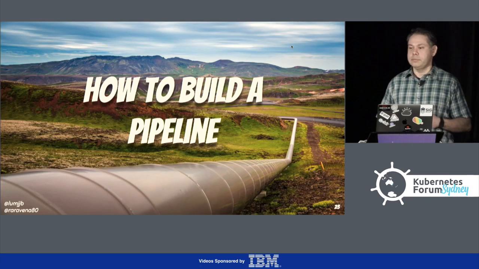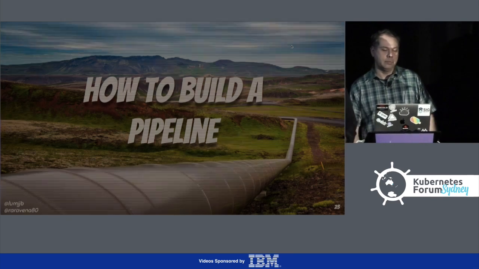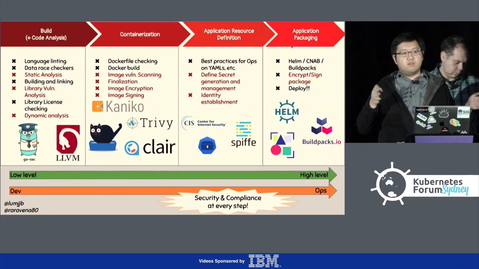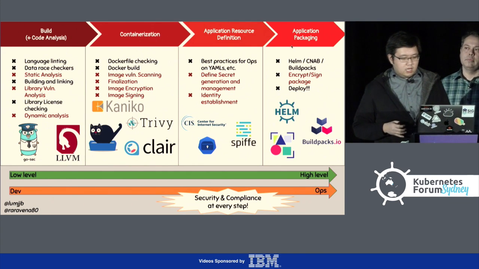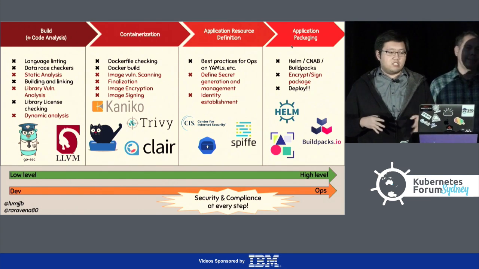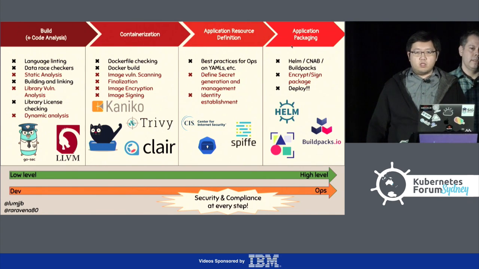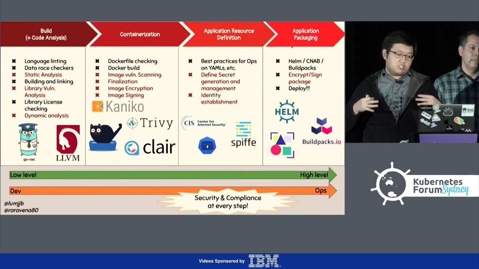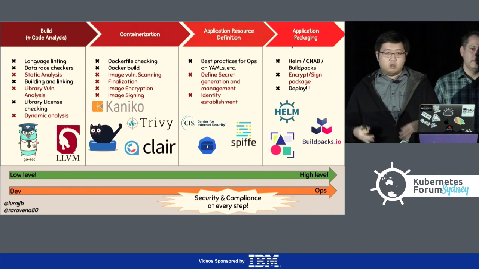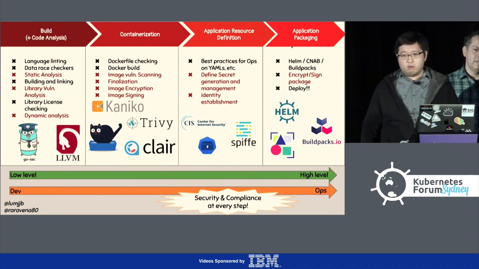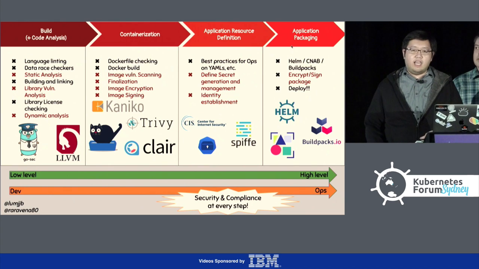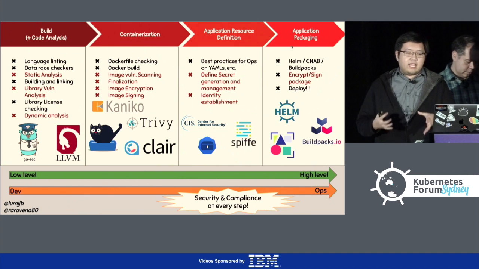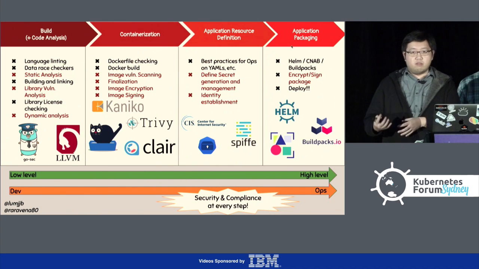All right, so how do we build a pipeline? What we've done is we have an example here, and we've broken it down into four stages. So let's start on the left, which is the build. In the build, we're taking the application code and doing anything that's code specific. So this is where we do our linting. This is where we run static analysis, anything that's language specific. And what we get at the end of this process is a binary, right?